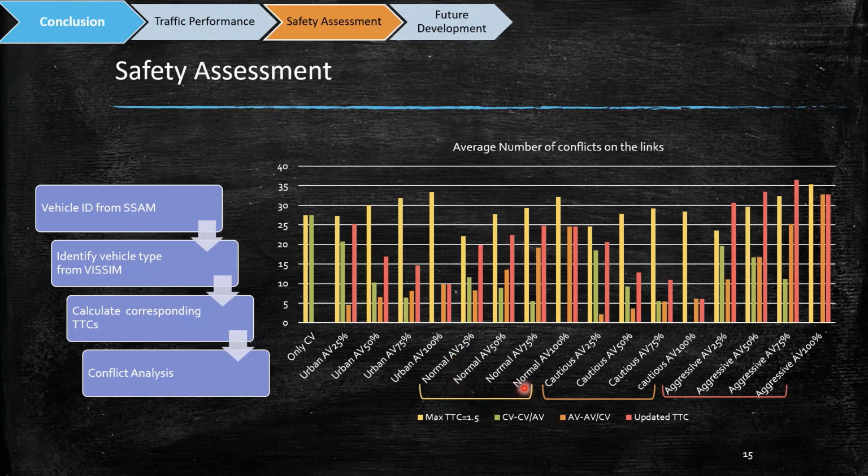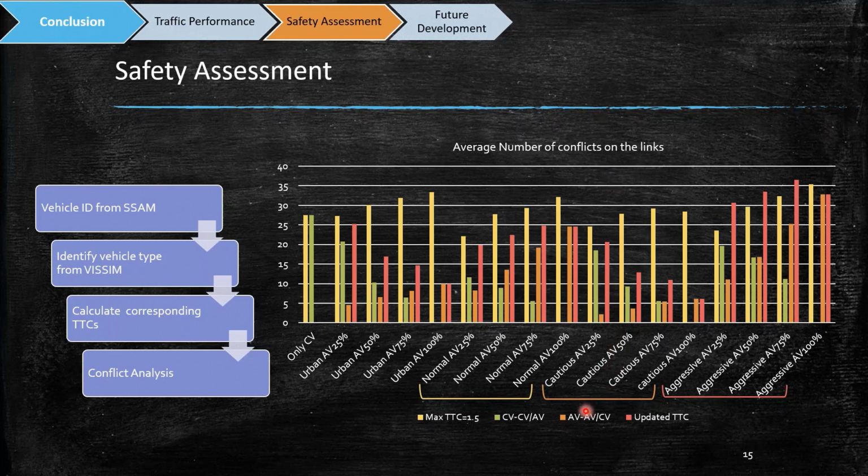For the normal one, you can see the condition is not acceptable. Actually, it's going to be an increase even with a reduction of that amount. But for the cautious, again, we have a reduction. But see that in the normal, the red bars and the yellow bars, if you compare them together, you can see that they have the same attitude. So the updating of the TTC did not impact the number of conflicts here.